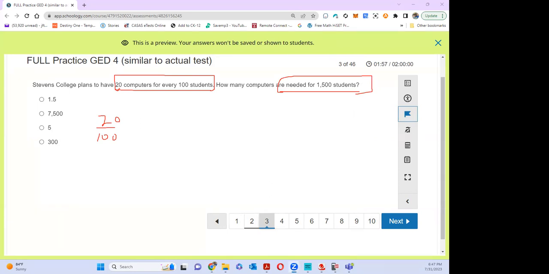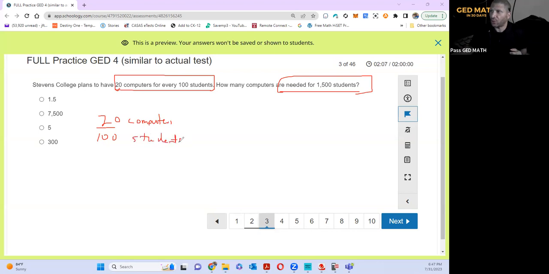When you set two ratios equal to each other, that's called a proportion. So this is your computers, and this is your students. You want the same thing on the other side of the equal sign: computers on top, students on bottom. This is 1,500 students, so that goes on the bottom. And I don't know how many computers I need, so 20 over 100 equals X over 1,500.